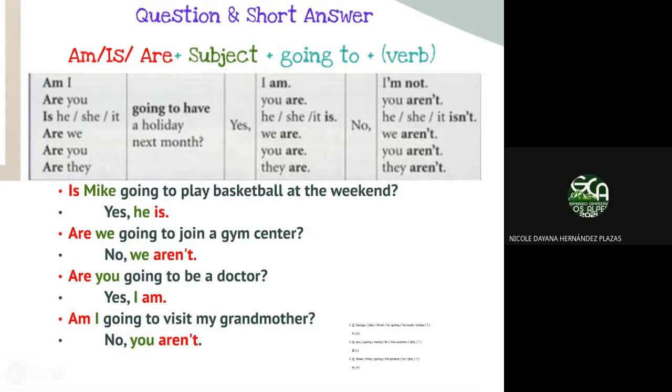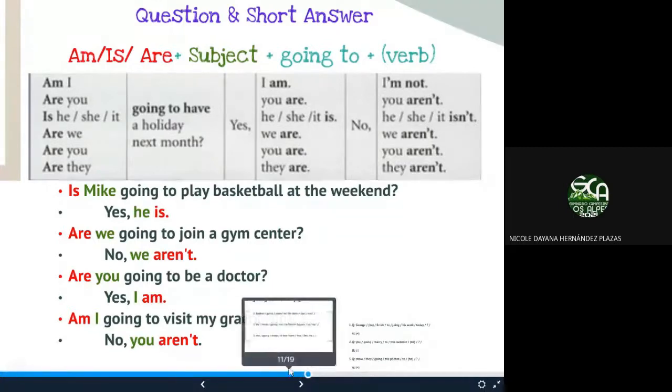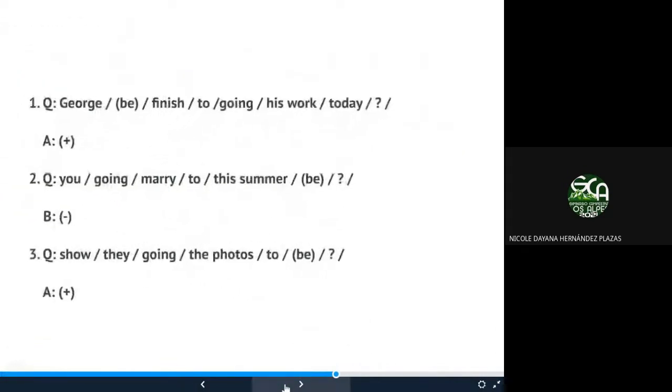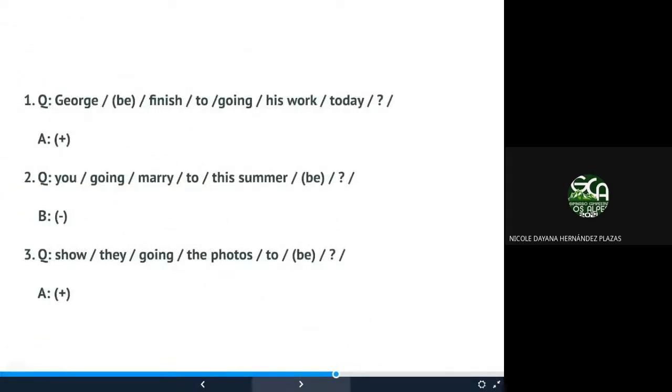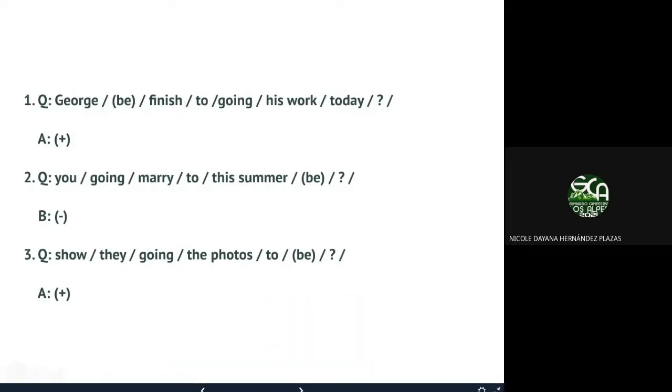Okay, let's continue. Here we go. This is with questions. Let's make some exercises. Once again, you are going to organize the sentence and to give me the answer. It's not only to organize, but to give me the answers. Vallejo, the first one, attack.